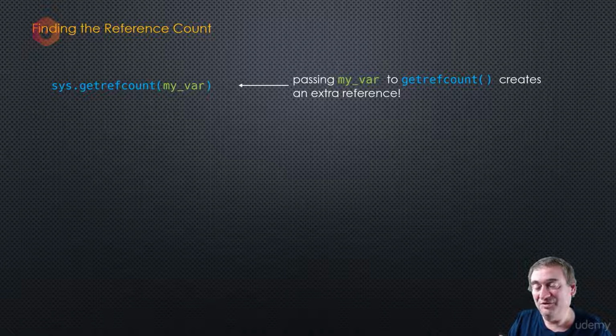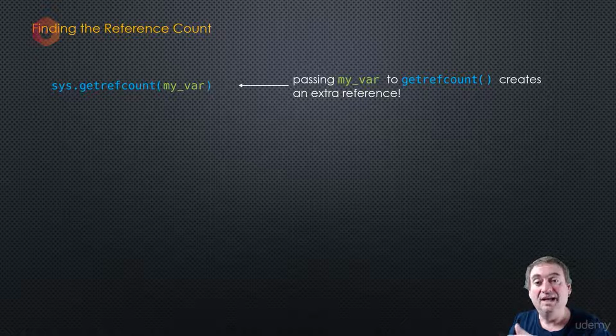So there's a kind of a downside to using getrefcount in that it always increases the reference count by 1, because simply the act of passing my_var to the function creates another reference to that same variable, because variables are passed by reference in Python. And again, we'll get to that in more detail later.